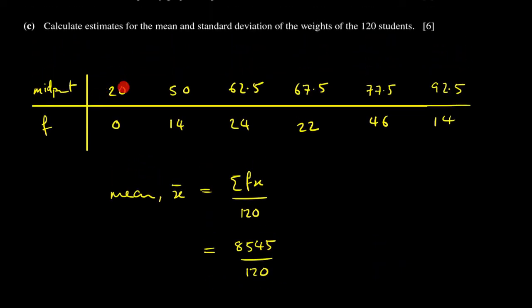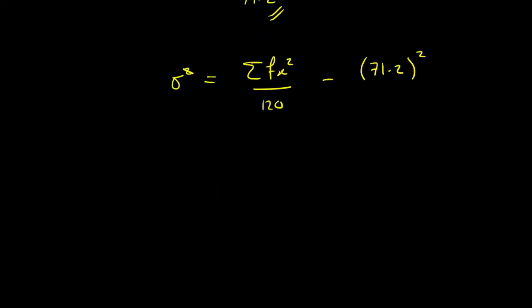Essentially what we do is we take each of these values and we square them. So 20 squared, 50 squared, 62.5 squared, 67.5 squared, 77.5 squared, 92.5 squared. And then we take those squared values and we multiply them by this. So it'd be 20 squared times 0, plus 50 squared times 14, plus 62.5 squared times 24, plus 67.5 squared times 22, plus this squared times that, plus this squared times that. Okay, so I'd have to key that all into a calculator, and I suggest you do it the long-handed way.